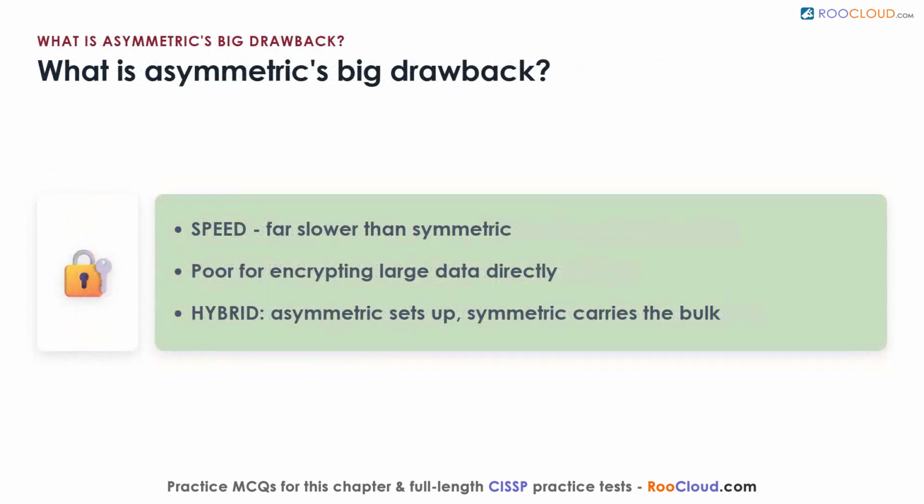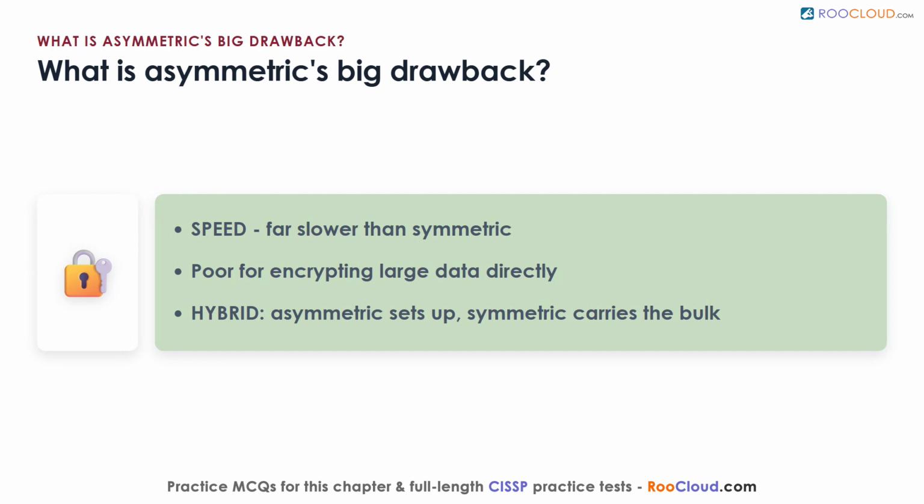What is asymmetric encryption's one big drawback? Speed. Public key operations are far slower than symmetric ones, sometimes by thousands of times. That makes asymmetric encryption a poor choice for encrypting large volumes of data directly. So in practice, we combine the two, and that combination is called hybrid cryptography.